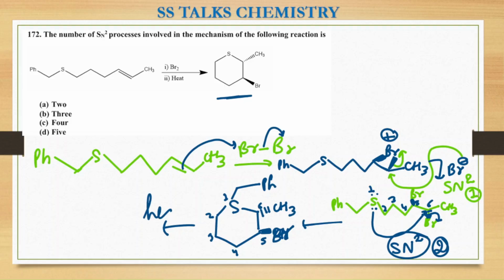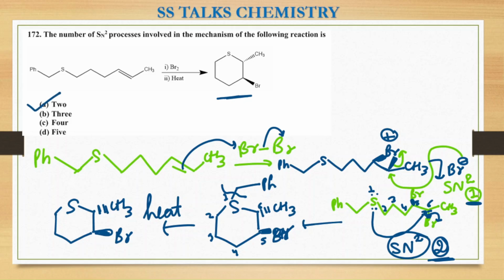Now the heating condition that is given to us. Here this bond, that is this one, will be breaking in the heating condition. So the final species we will be getting is this one. So this is how the complete reaction is taking place. This is your final product. So how many SN2 reactions have taken place? That is 2. In the first step, this Br addition was taking place, and the second time this ring formation was involved. So the correct answer will be option A, that is 2 times the SN2 reaction is involved in the given case.